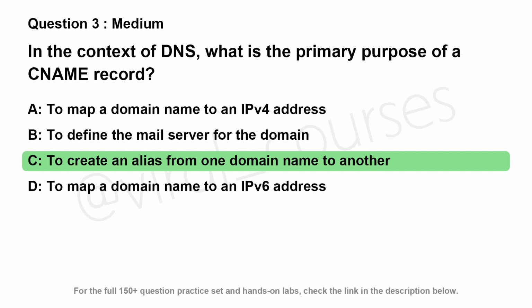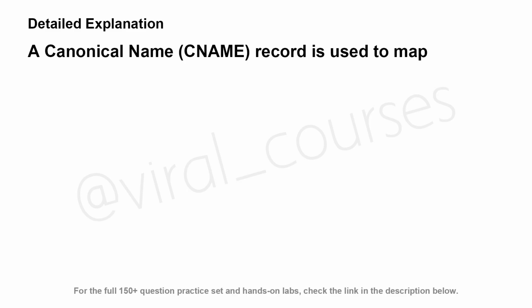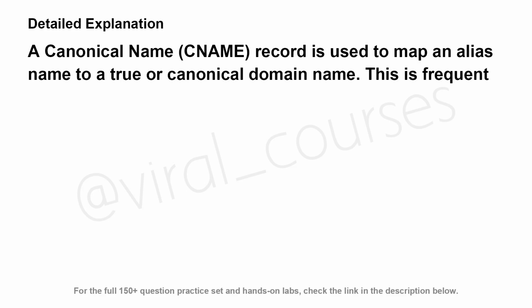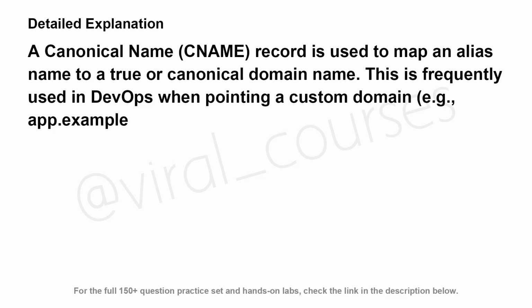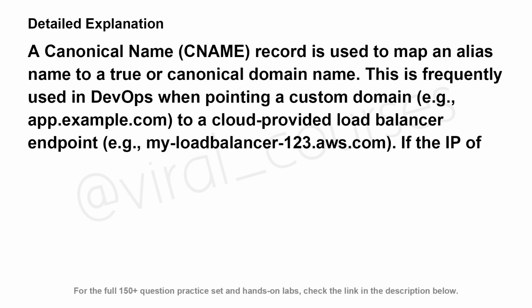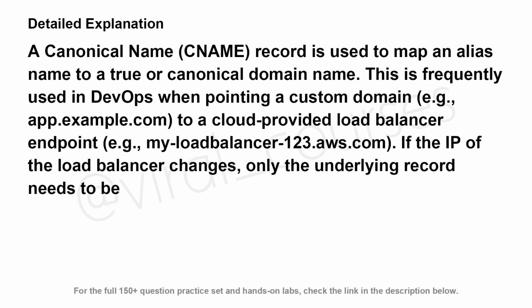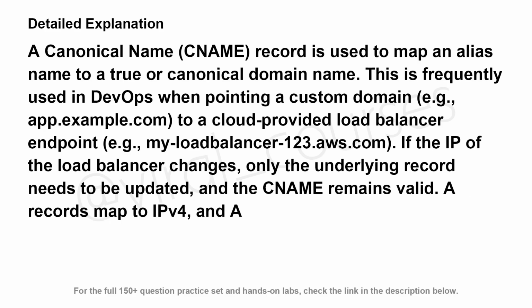The correct answer is C. A canonical name, CNAME, record is used to map an alias name to a true or canonical domain name. This is frequently used in DevOps when pointing a custom domain, e.g., app.example.com, to a cloud-provided load balancer endpoint, e.g., my-loadbalancer-123.oz.com. If the IP of the load balancer changes, only the underlying record needs to be updated, and the CNAME remains valid. A records map to IPv4, and quadruple-A records map to IPv6.